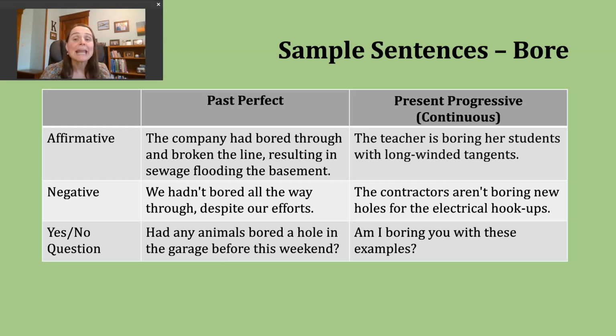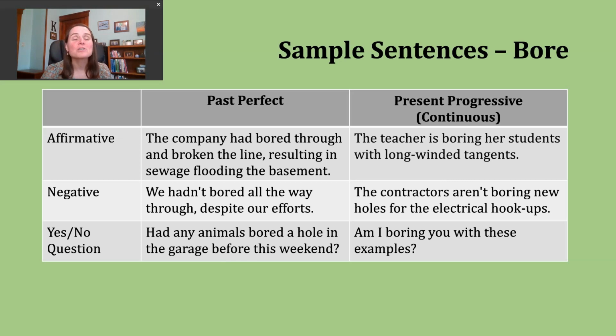Now let's talk about making negative present progressive sentences. Again, we have to pay attention to our subject. So if my subject is I, I'm going to use am not, and then that ing form of the verb.